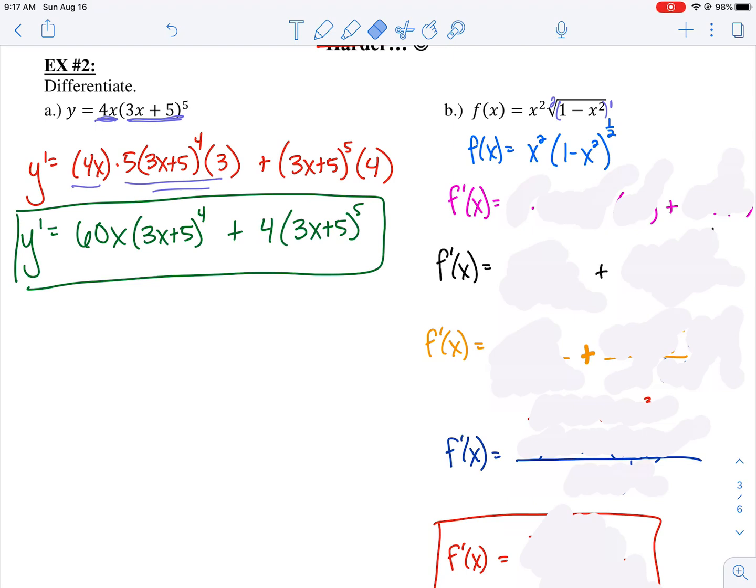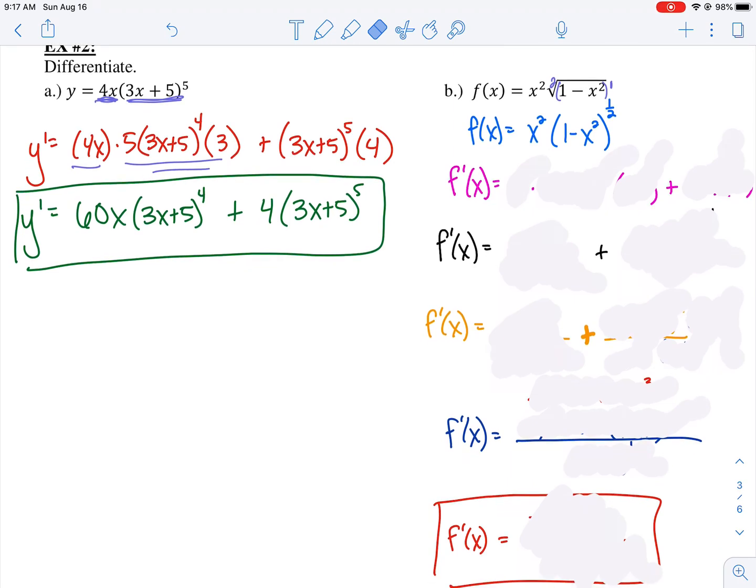Now hopefully you also notice, just like in the last example, I have a variable times something else with a variable. I have two functions being multiplied. And as soon as I see that, I know that it's going to be a product rule. But now within that product rule, there's a quantity to the 1/2 power. So that's going to be another chain rule inside a product rule. Are you ready? Maybe you can pause the video and try this one first by yourself, kind of following what we did on part A. See if you can apply it to part B.